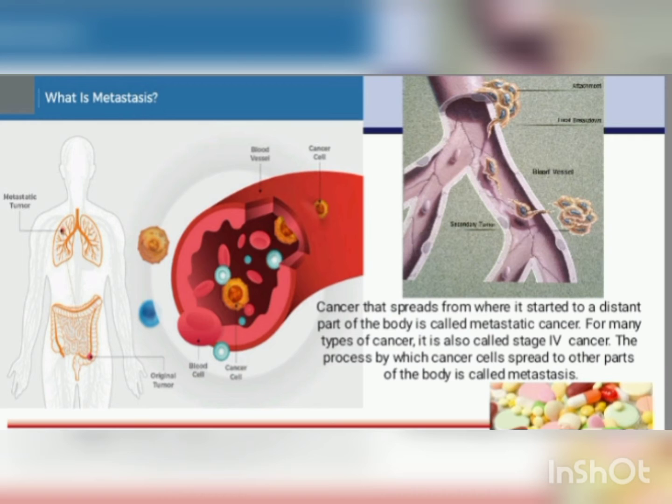Now, cancer that spreads from where it started to a distant part of the body is called metastatic cancer. For many types of cancer, it is also called stage 4 cancer. The process by which the cancer cells spread to another part of the body is called metastasis. A metastatic tumor is one that has spread from its primary site of origin.